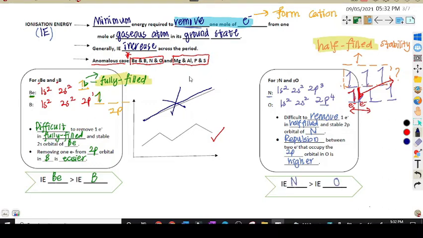The stability causes the ionization energy to not follow the general graph. So if we follow this kind of graph, boron would have a lower IE than beryllium, and oxygen too has a lower IE than nitrogen.